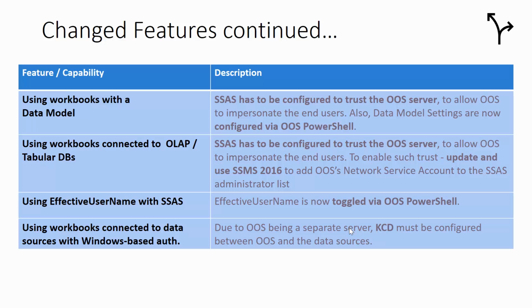In order to use this functionality, you need to configure KCD between the Office Online Server and the data source. This is done by switching on claims to Windows token servers on the WAC server. So again, it shouldn't be too painful to do.